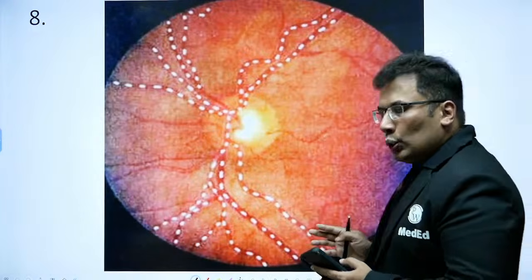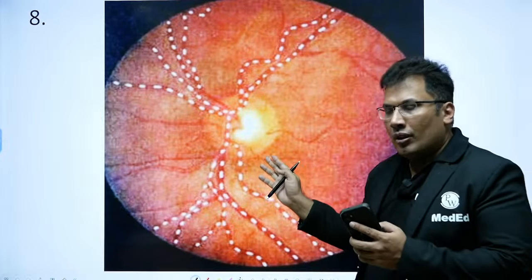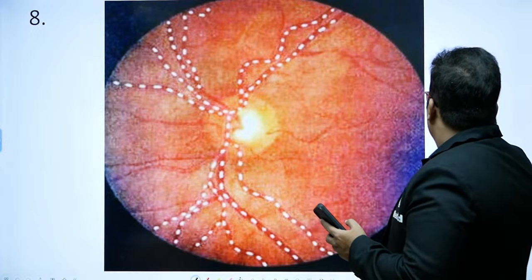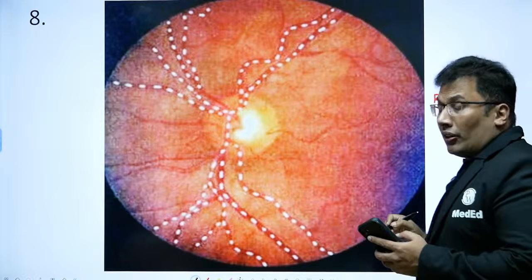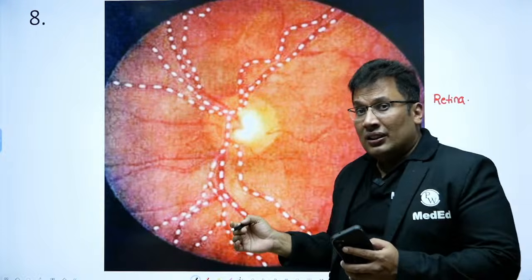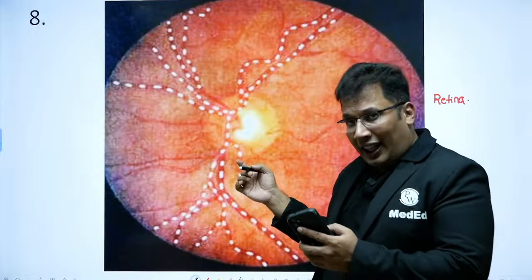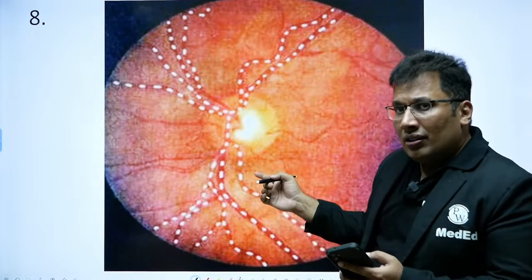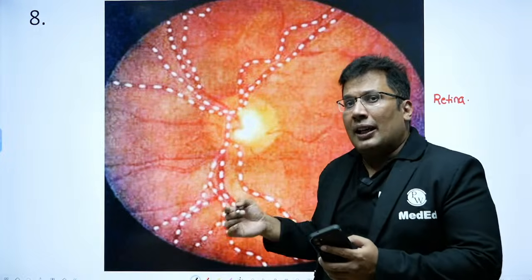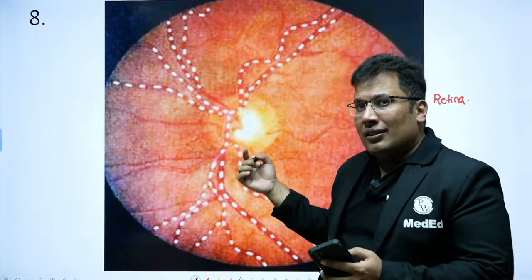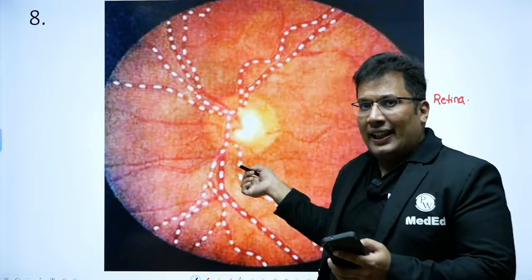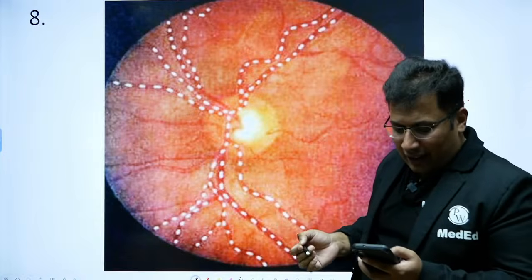Now look at this. This is the retina of the dead body that is seen within 10 minutes after death up to 1 hour, which can be detected by ophthalmoscope. This is known as some sign. What is this sign known as? Can anyone answer this?